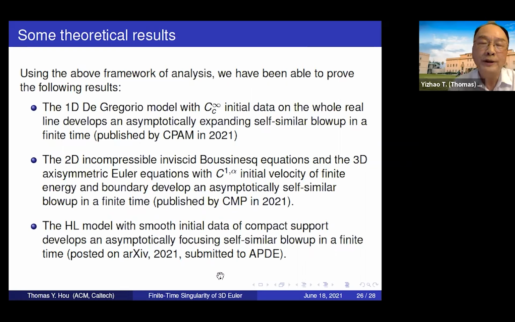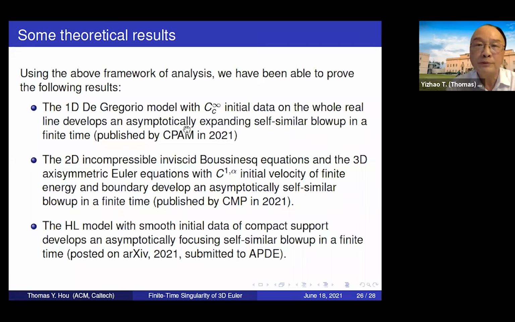The ultimate goal is to prove that smooth initial data with boundary, the same setting as my computation with Guo Luo, will develop a finite time singularity. We are not there yet, but getting close. First of all, we recently published a paper in CPAM showing that the 1D Hou-Lei (HL) model develops a finite time singularity. This model has been very difficult because the competition between the advection term and the vortex stretching term seems to almost cancel each other perfectly. But we showed that on the whole real line, there was a compactly supported C infinity initial data that would develop an expanding self-similar blow-up in finite time. That's kind of surprising.